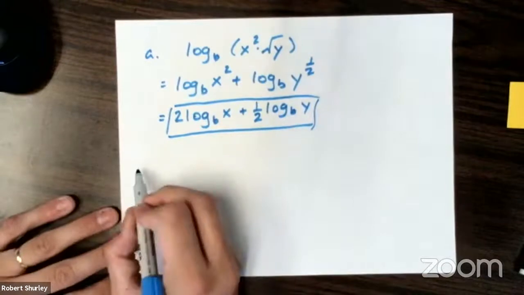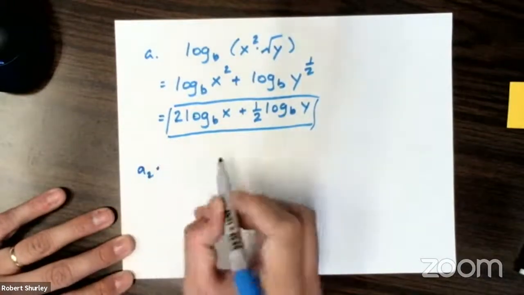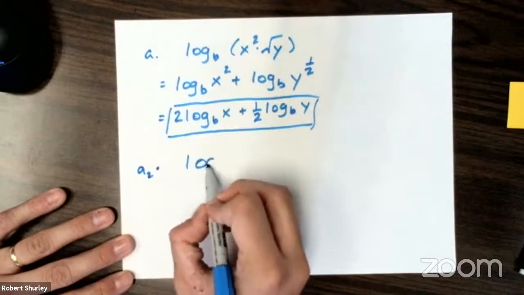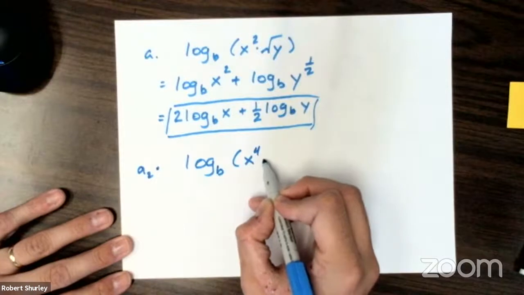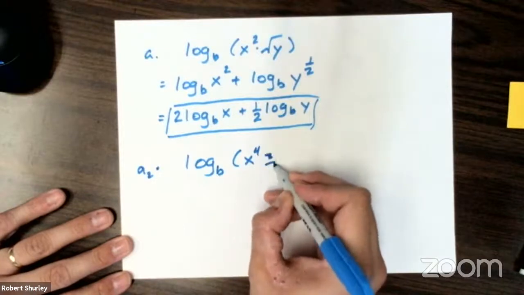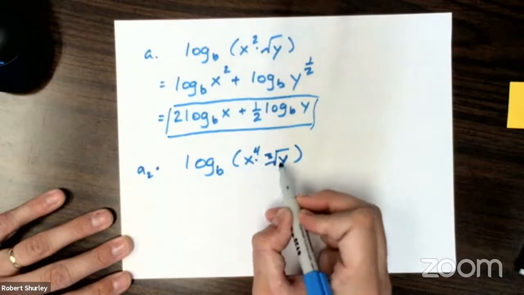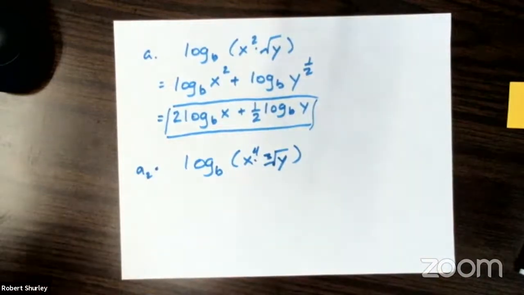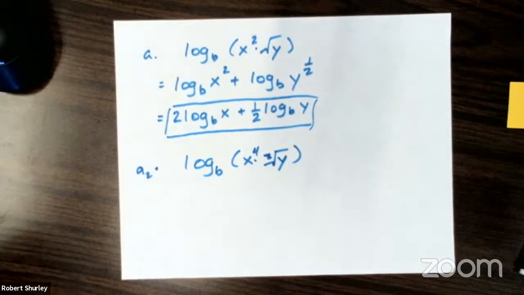Okay, I'm going to give you one, and I want you to try it. Now, this isn't B. We'll just call it A2, okay? So I'm going to steal it from the book. Log base b of x to the 4th cube root of y. So this is a times. X to the 4th times the cube root of y. So try that one. I'll give you a second. Try expand and simplify.